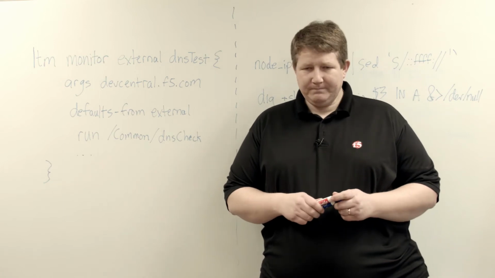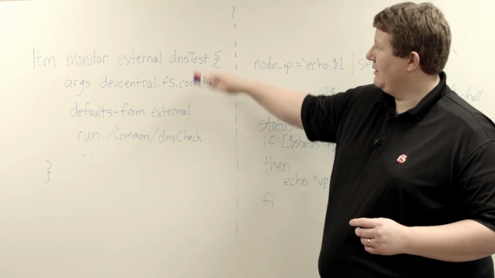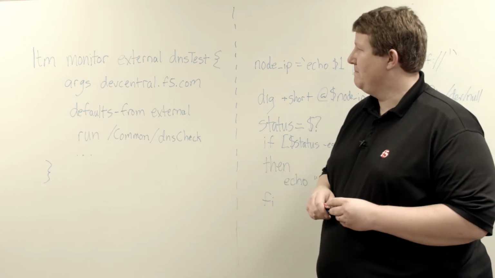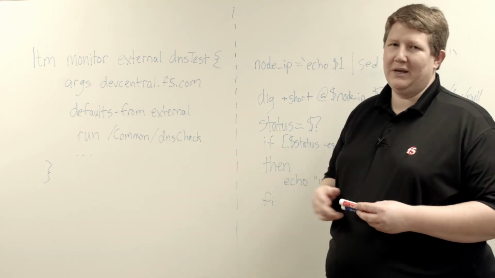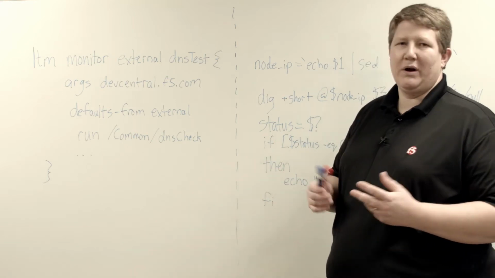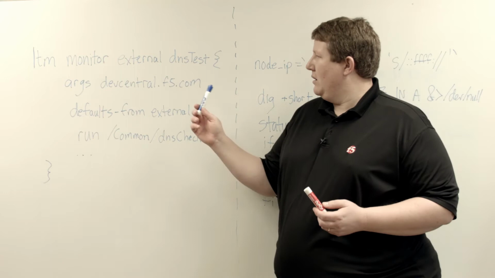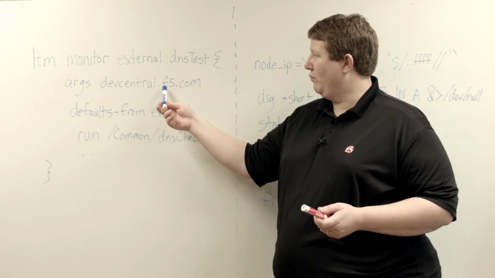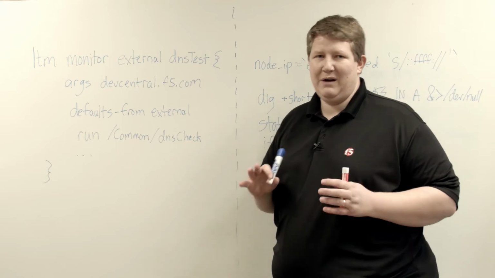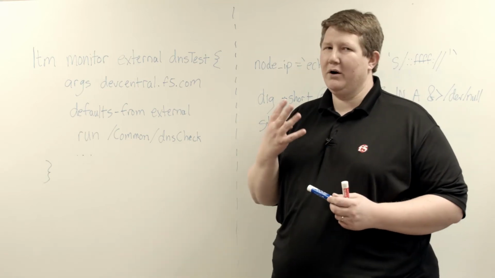If we look at how you configure the monitor, like a standard monitor, there are a lot of other options, like your interval and your timeout, like every other monitor. But the ones that we're going to focus on today are the arguments. So the args, we have one argument here, devcentral.f5.com. But that's not really true. We actually have four arguments.